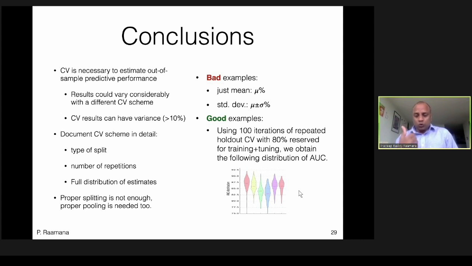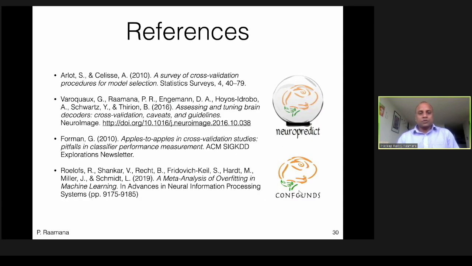For example, you want to do post-hoc statistics to compare the two models, as well as help the reader judge what's really going on instead of just trying to imagine based on the medians, right? So most importantly, like I mentioned, proper splitting is not enough. It's important, essential, but it's not enough. You have to pool performance metrics properly across all folds, right? So keep these last two slides in mind. There's more detail if you want to dig in more.